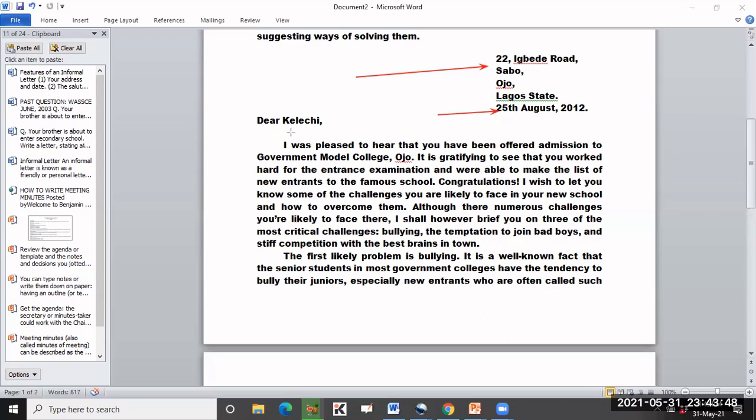Then comes a salutation. Because you are writing to your brother, you may choose to address him by his first name, Dear Kelechi, for example, or you can write Dear Brother. Whichever one you choose. Then comes the first paragraph. Now, the first paragraph is supposed to contain certain key ingredients that will enable you to win maximum marks. And in most cases, I always outline three major points.